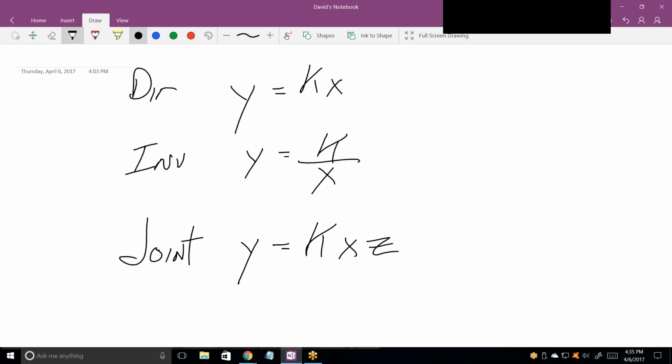if we're doing a direct, if x increases, y increases. If x decreases, y decreases. If we're doing inverse, if x increases, y decreases, and if x decreases, y increases. So it goes inverse with one another. And in joint, obviously if x increases, y increases, and if z increases, y increases.